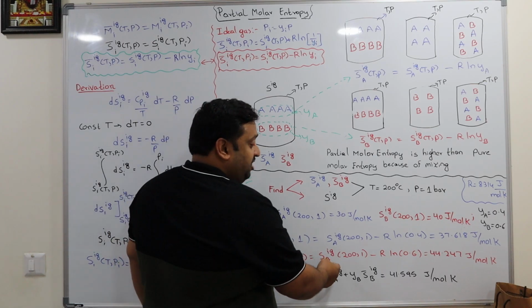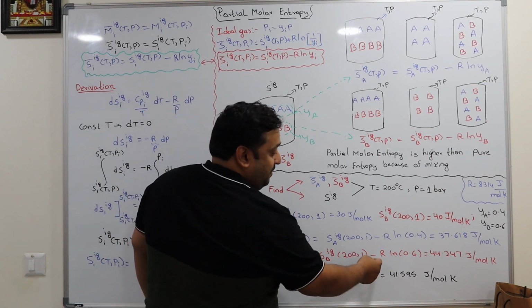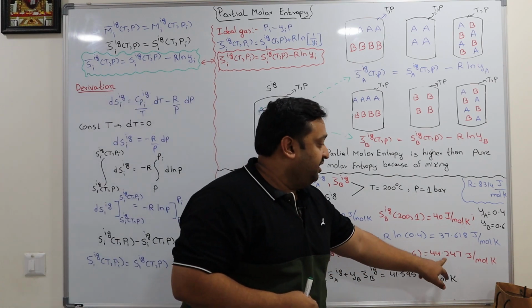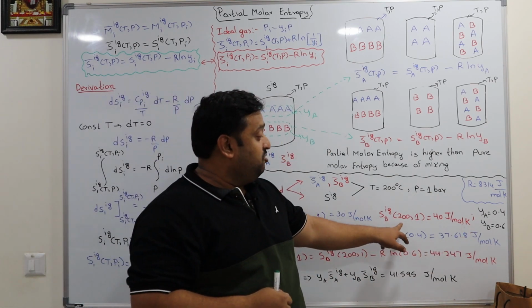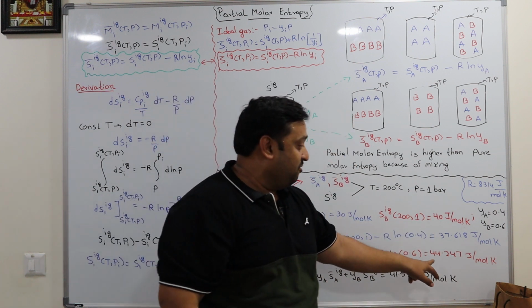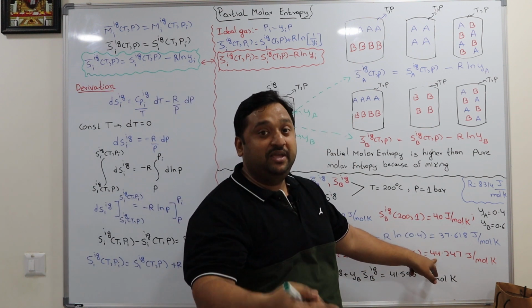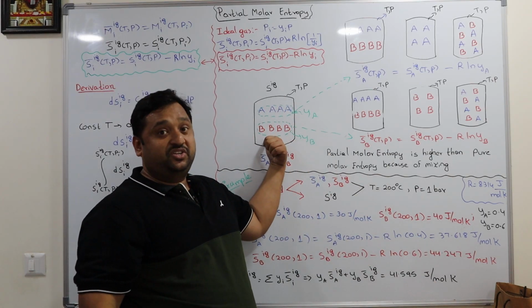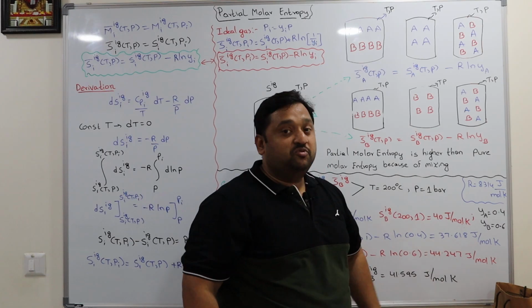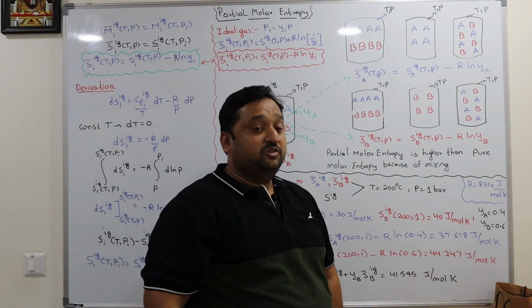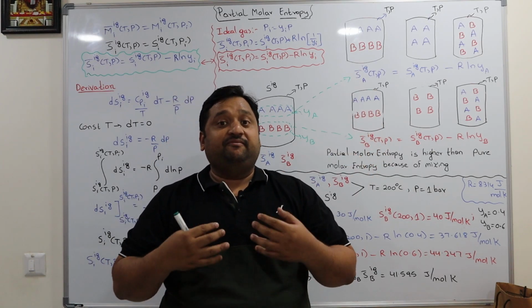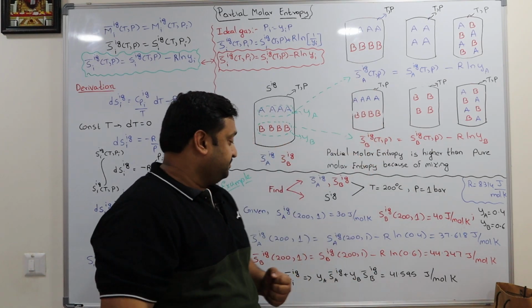Similarly, the partial entropy of B in the mixture at 200 degrees centigrade and 1 bar is equal to the pure entropy of B minus R ln 0.6. What is the value? 44.247. What is the pure entropy of B? 40. When it is mixing with A, what happens to the entropy? The entropy of B is increasing in this mixture, from 40 to 44.247 joule per mole Kelvin. So, as you can observe, mixing of the two components raises the entropy.